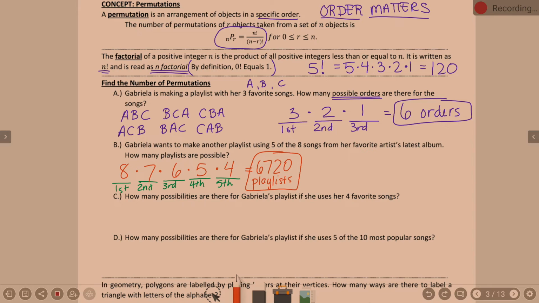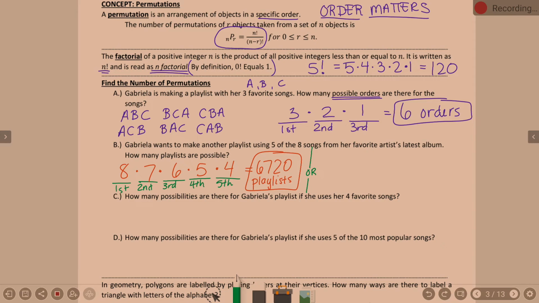Okay. That's by setting it up with blanks. Now, there are times where I think the formula is important. And so I want to set up the formula up here. And this will also lead us so we can talk about how to use the calculator in a little bit.